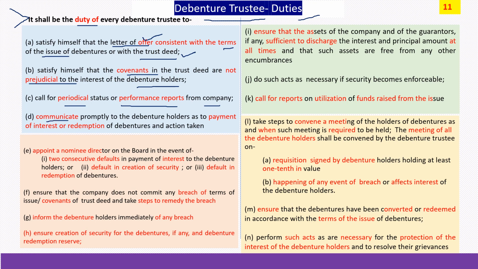He should communicate with the debenture holders on payment of interest or redemption on an ongoing basis and take action. And there are situations when some risk is smelt. Say for example, there are two defaults consecutively in payment of interest, or there is a default in creation of security as per trust deed, or there is a default in redemption of debentures. Now these situations make you doubt, are things going right, or are we knowing the things happening within the company?